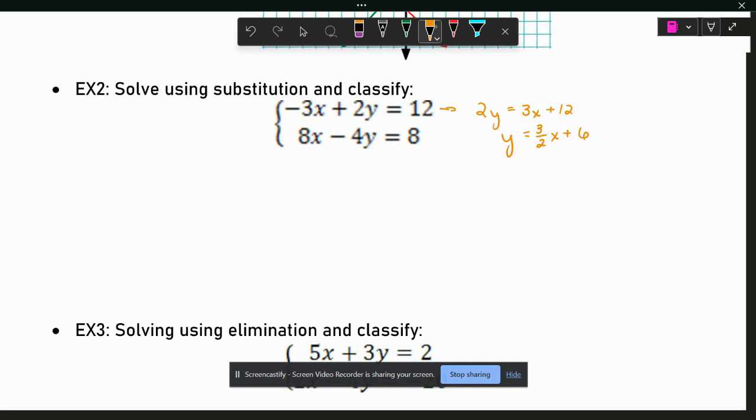And then from here, I'm going to plug that into my second equation. You always want to plug it into the other equation. You don't want to plug it back into itself. Then you'll get a funky answer. So now I have 8x minus 4 times (3/2 x plus 6) equals 8. And then I'll solve it out. And I'll stop talking and let you guys solve and see what you get.